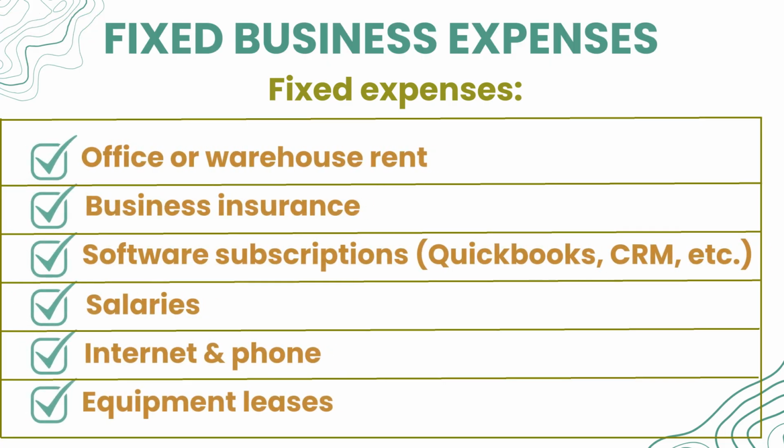After you finish working with gross profit margin, move to Part 3, Fixed Business Expenses. Next, we list your fixed expenses. These are the non-negotiables, the bills you pay no matter what your sales look like. Include any quarterly or annual bills, but divide them by 12 to get a monthly average.